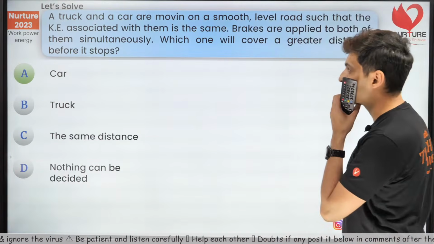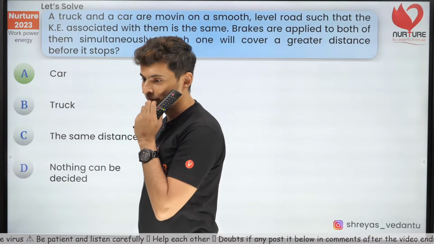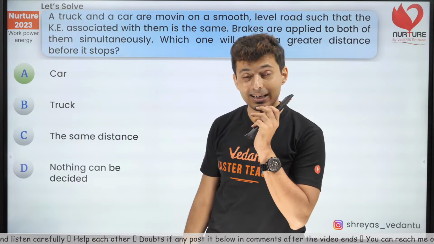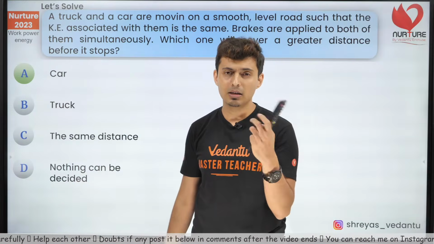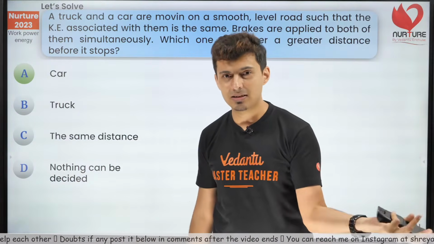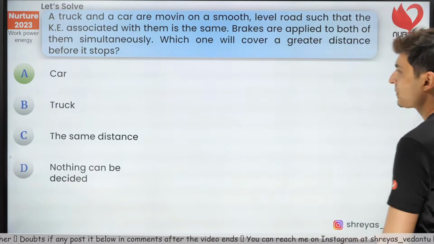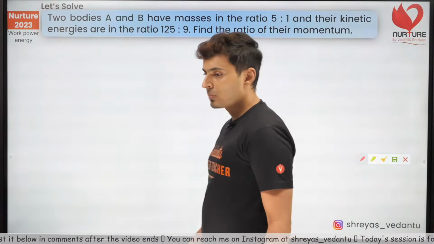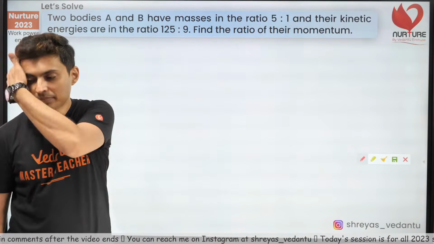You can see that. Yes. Very good. I hope this is clear. Kinetic energy is same. If kinetic energy is same, masses are different, so speeds will be different. So speeds are different, obviously things will change. Okay. Next question coming up on your screen, ratio question.